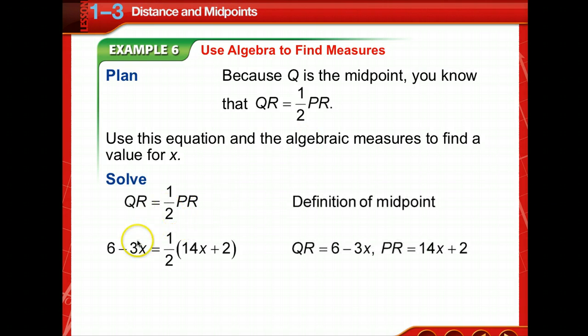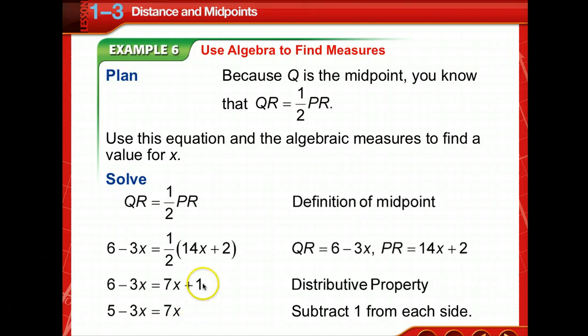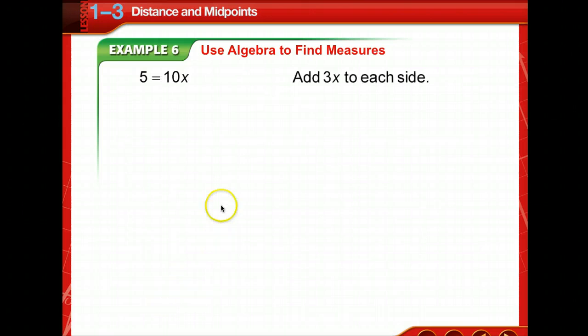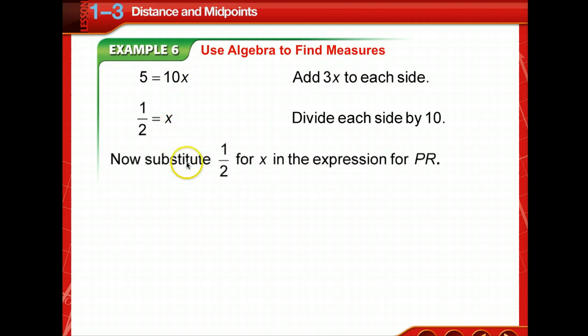Okay, so now we're going to use this equation. We're going to substitute in the values. We were told that QR is 6 minus 3x and that PR was 14x plus 2. We're going to use the distributive property. So half of 14x is 7x and half of 2 is 1. Now just solve for x. We're going to subtract 1 from both sides, add 3x to each side, and then divide both sides by 10.